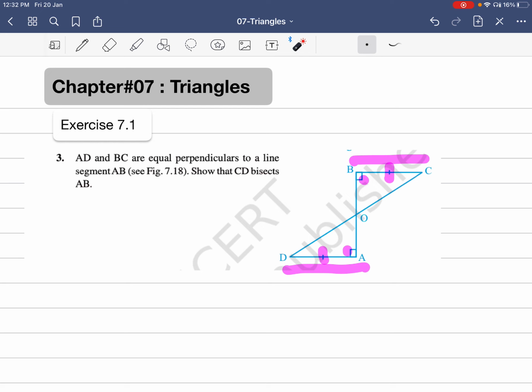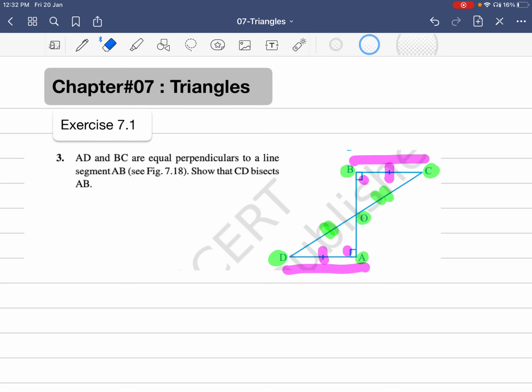So CD is this line, which will bisect AB at point O. What do you mean by bisect? It means it divides the line CD into two equal parts. So in other words, we have to show that OD is equal to CO.